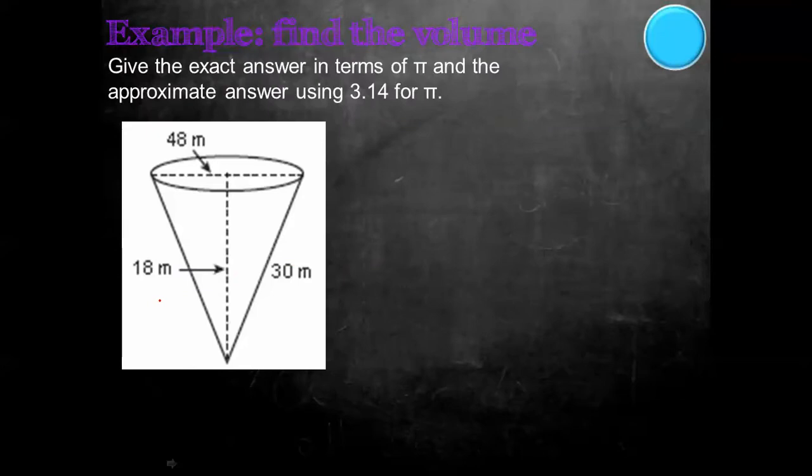So let's work some problems here. This says give the exact answer in terms of pi and give the approximate answer using 3.14 for pi. So we have volume equals 1/3 pi r squared times h. So now here we have pi. Our r is going to be the radius. Now here we have 48, which is the diameter, so we're going to take half of that. So we have 24 squared times the height. So here we're looking at the altitude. So that in this cone would be 18 because 30 is the slant height. That's L.